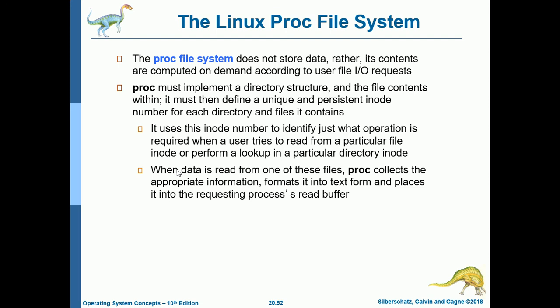It must then define a unique and persistent inode number for each directory and file it contains. It uses this inode number to identify just what operation is required when a user tries to read from a particular file inode or perform a lookup in a particular directory inode. When data is read from one of these files, Proc collects the appropriate information, formats it into text form, and places it into the requesting process's read buffer.